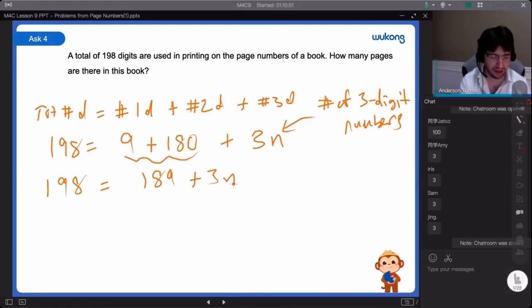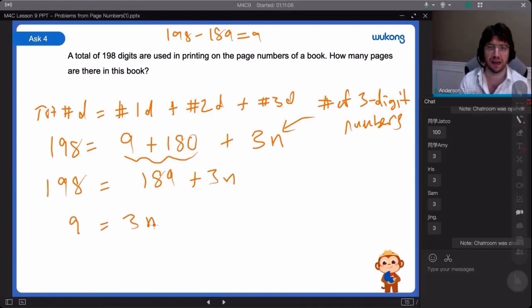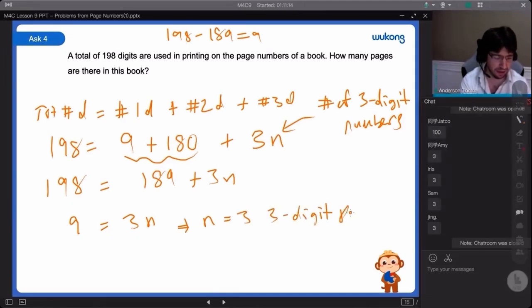Again, we can do this by working backwards or just getting n by itself. So 198 minus 189, which is 9, is equal to 3 times n. So 3 times what is 9? 3 times 3 is 9, so that tells us that n is 3. So 3 three-digit pages.